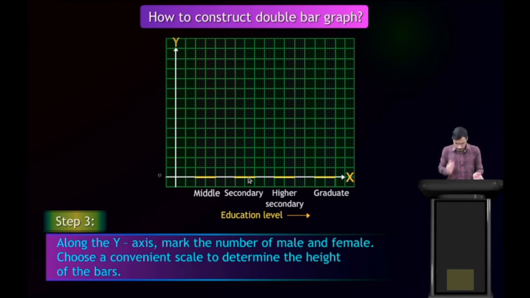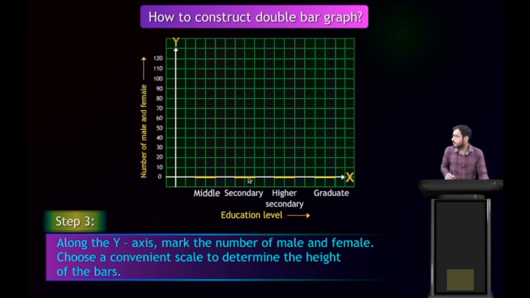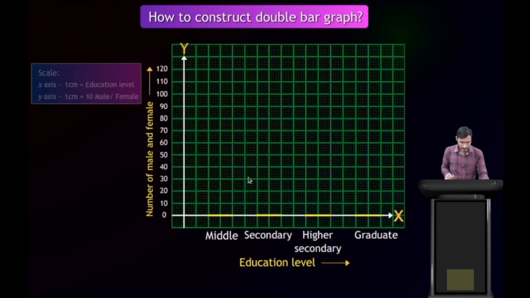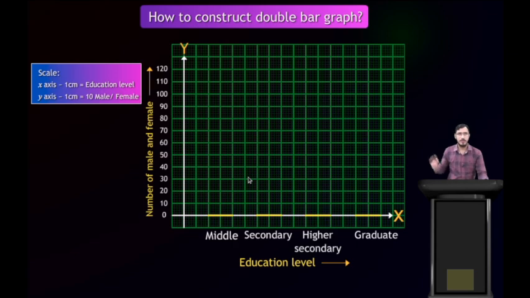Okay, so 0, 10, 20, 30, 40, 60, 80, 90, 120. That's the number of female and male. Here you can see the scale: on the x-axis, 1 centimeter equals one education level, and on the y-axis, 1 centimeter equals 10 male or female.